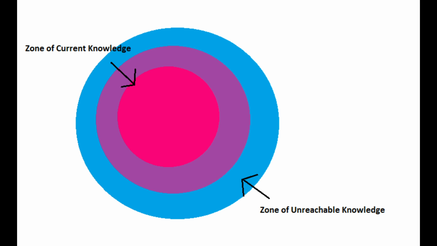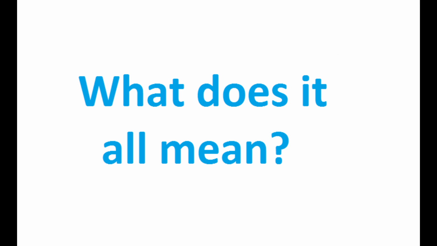Then, there's the zone right in between the Zone of Unreachable Knowledge and the Zone of Current Knowledge. This one is the most important, and there's an actual name for it, and it's called the Zone of Proximal Development, or otherwise known as ZPD. So, what does this all mean?